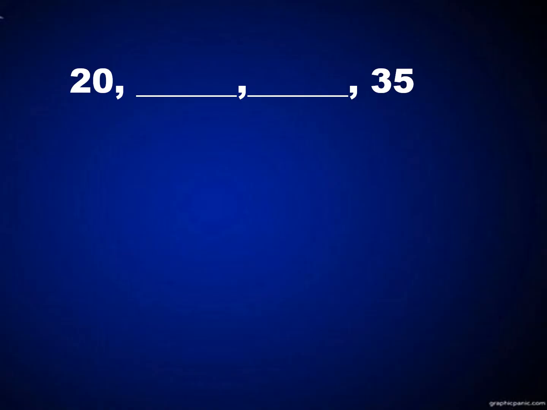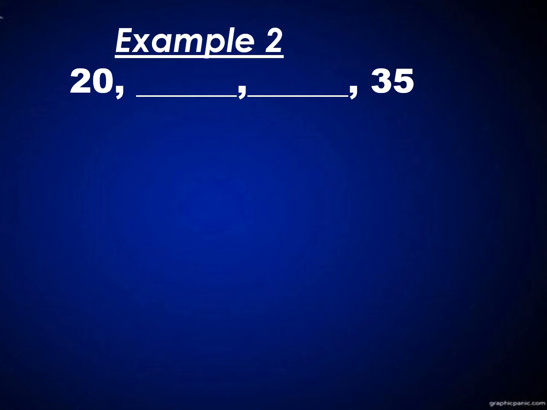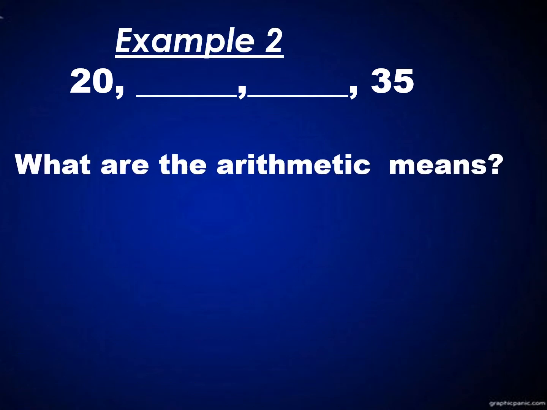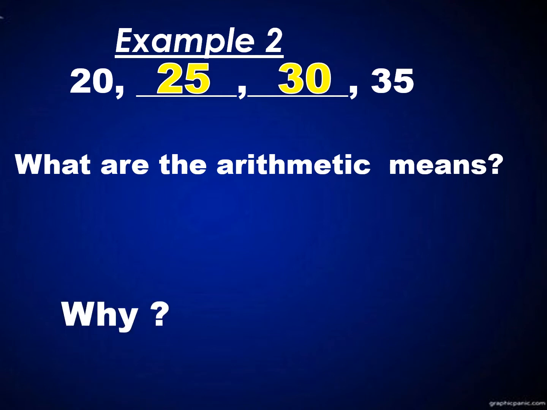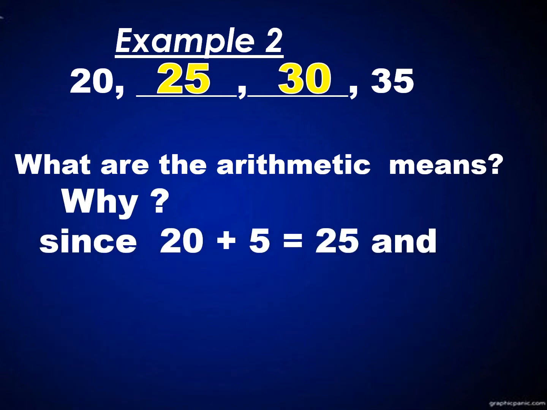Next, 20, blank, blank, 35. So, ano yung ating i-insert? What are the arithmetic means? We have 25 and 30. So, why? Since 20 plus 5 equals 25, and 25 plus 5 equals 30, so nag-a-add ka ng 5.